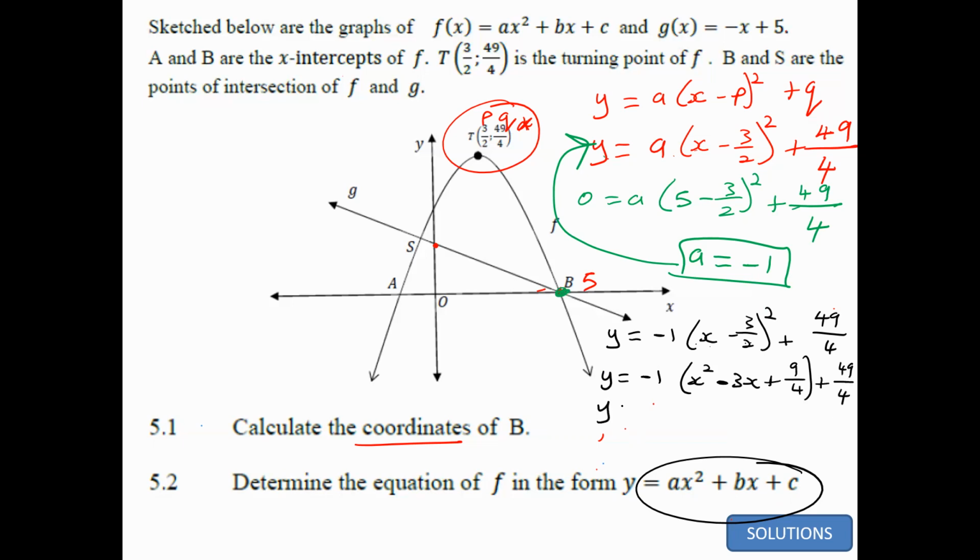Now we know that a negative sign, minus 1, distributed into the bracket will change all signs. We'll make it minus x squared plus 3x minus 9 over 4 plus 49 over 4. And then we can work that out to be minus x squared plus 3x. You can take your calculators out and say, what's minus 9 over 4 plus 49 over 4? It's actually 49 minus 9 is 40. 40 over 4 is 10. And that's how we get it to its normal form. Did anyone get that same answer as me?